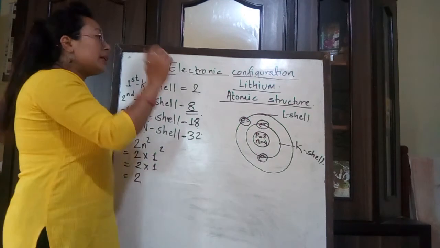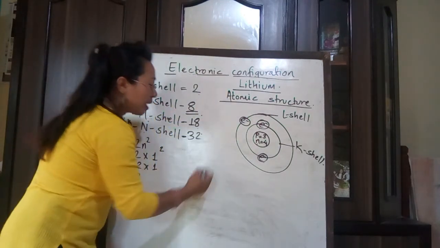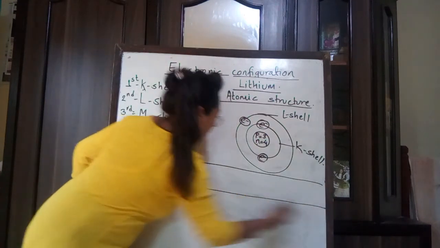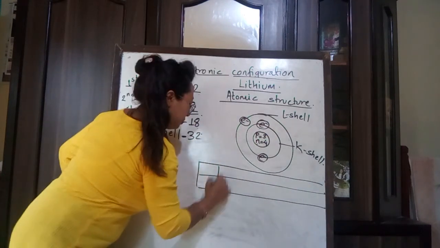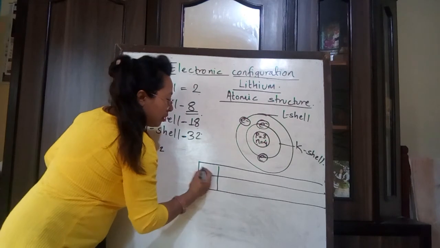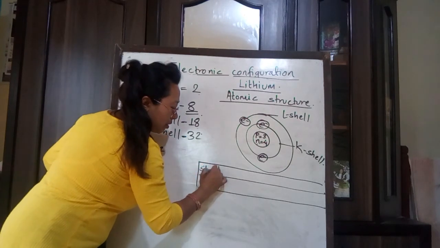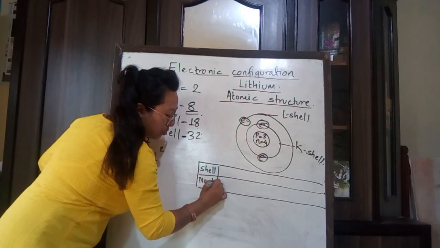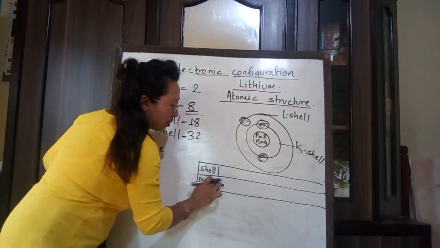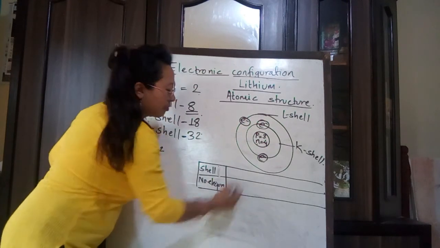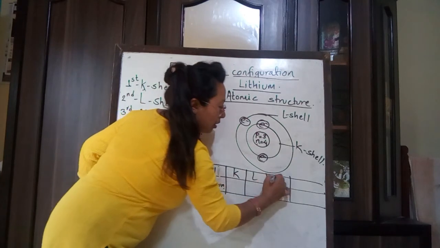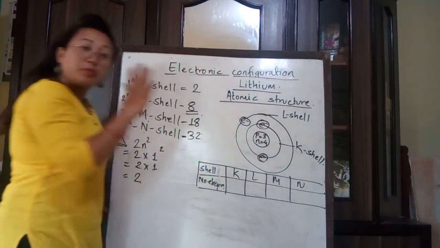So now electronic configuration. If we have to write electronic configuration, then we can make such a table. Here in the table, here is the shell, and then here number of electrons. Okay, this is the number of electrons. And then how many shells are here? K, L, M, N. Actually there are 4 different shells.